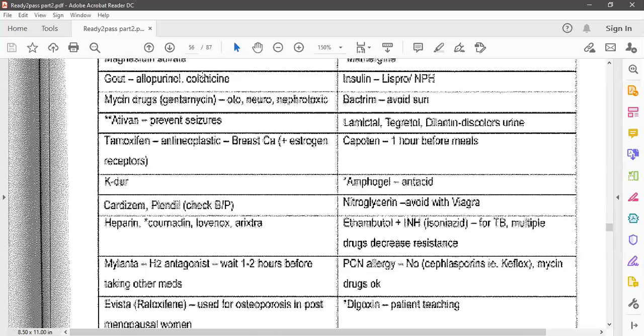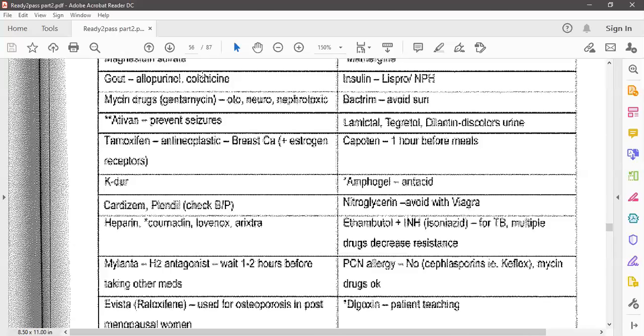Okay, so what are the common side effects of colchicine? Like allopurinol, it causes GI upset like diarrhea, nausea, vomiting. Sometimes it causes constipation or abdominal ache or abdominal pain, right?